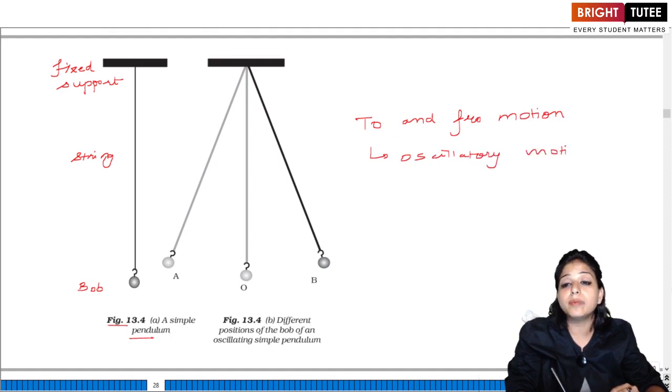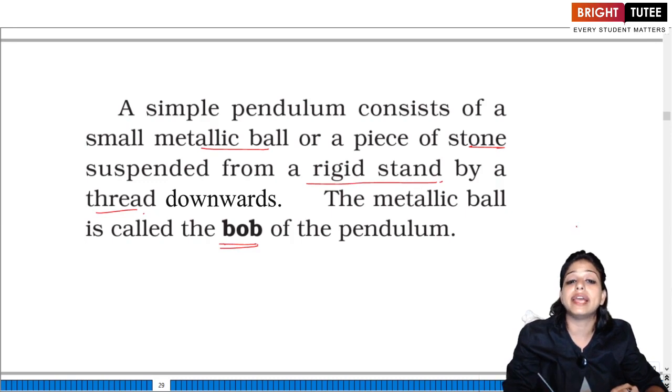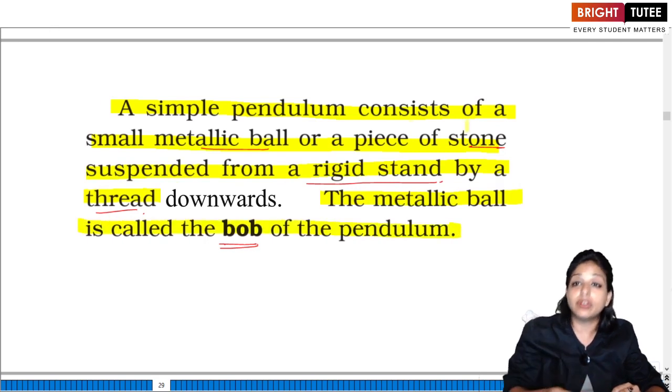Okay people, let's see what we have next. As I told you, it consists of a metallic ball or a piece of stone which we call a bob, and it is suspended from a rigid support with the help of a thread. So this is the very definition of a simple pendulum, which can execute oscillatory or simple periodic motion.